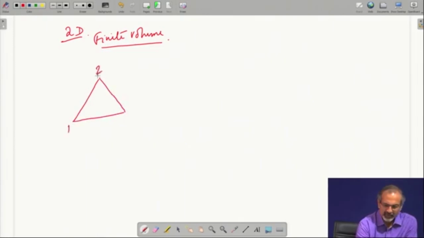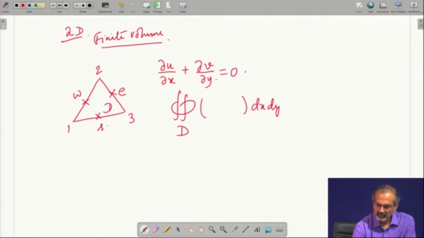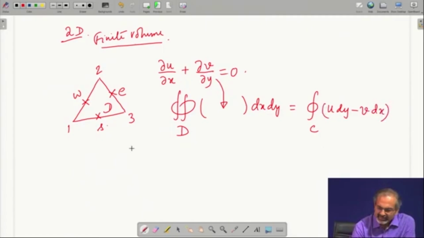So, you can define any generic triangle like this, you can call the different edges like this, and then if you take any governing equation, say the continuity equation in 2D, when you integrate it over this triangle, let us say this is the domain D, then on integration you write down del u del x plus del v del y here, and then you can show that from surface integral it goes to a line integral, and then you try to integrate it on this control volume.